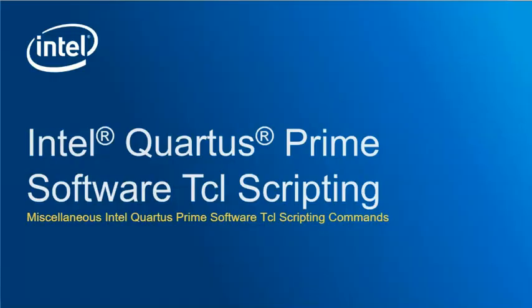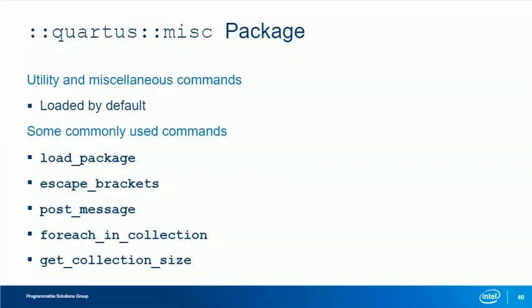Now let's move on to miscellaneous Intel Quartus Prime software Tcl commands that can help you write your script in various ways. The miscellaneous package can help you in various ways. This package is loaded by default in every Intel Quartus Prime software command line executable. It has a number of useful commands. We've already seen the load package command that loads different packages. In this section, we're going to talk about the escape brackets, post message, for each in collection, and get collection size commands.